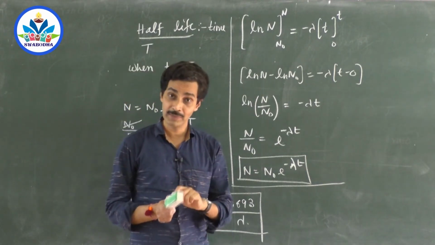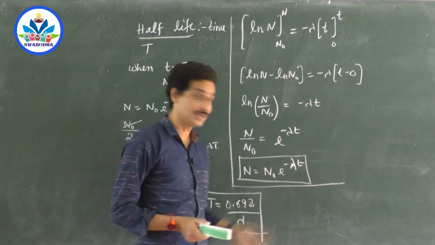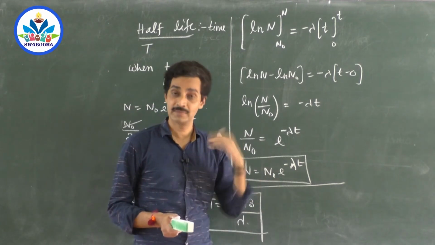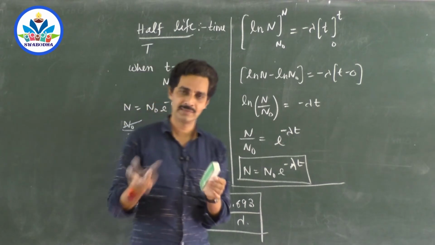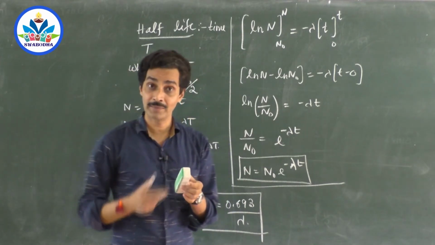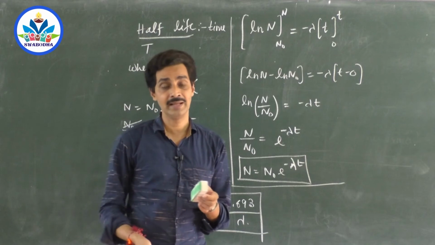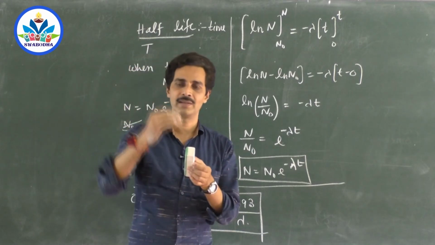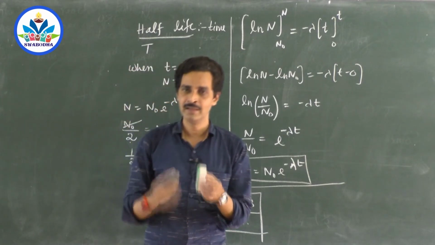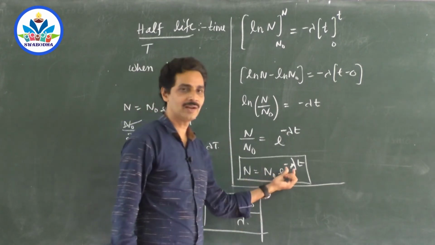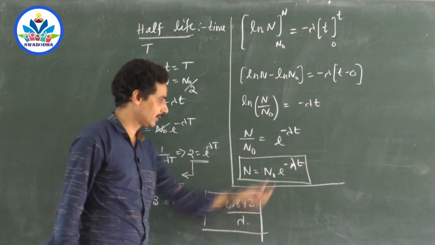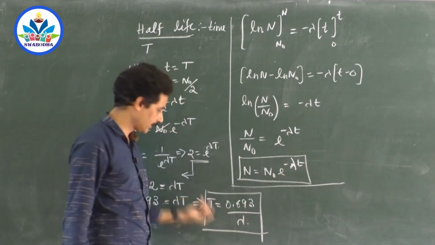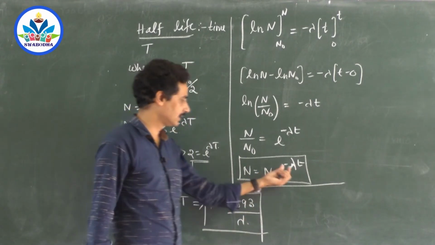Because this wooden piece was alive long back, and N naught is the original number of carbon atoms in that. Now the number of atoms in this sample is N, because it has been dead and the inhaling of carbon has stopped. As soon as the inhaling of carbon has stopped, the number of carbon atoms goes on decreasing. And once you know the decay constant, or even if you know the half-life, you can calculate the decay constant, correct? You bring this lambda here, you put T half here, you can calculate the decay constant.